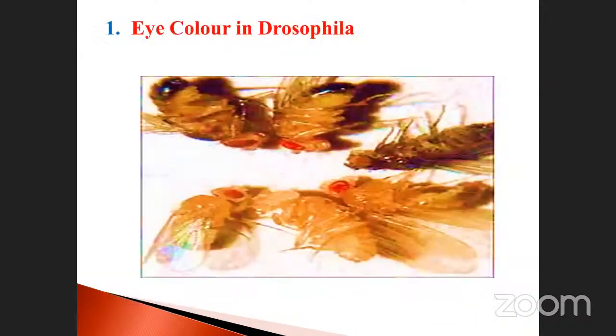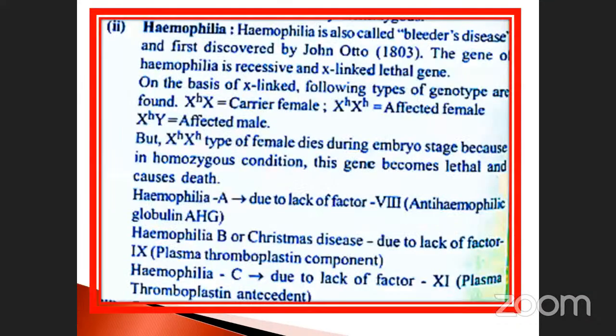See that, these are the colors. Already we saw it in the previous slide also. And next one is hemophilia. Already we saw it. What is hemophilia? Hemophilia is nothing but one of the recessive disorders, otherwise called bleeder disease. Hemophilia was first discovered by John Otto. Note it down, my dear students. The hemophilia was first discovered by the scientist John Otto in the year 1803. John Otto, 1803.